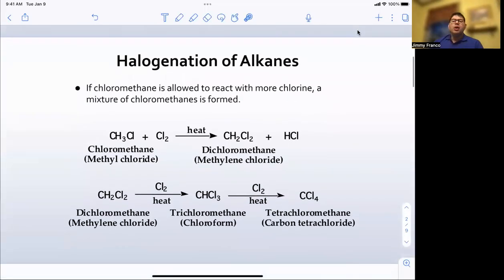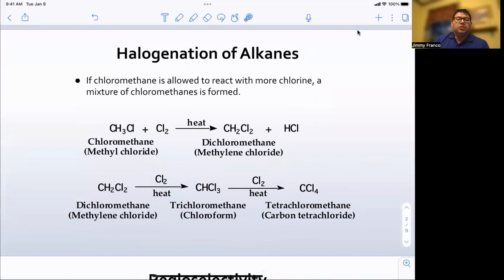And we can do this substitution over and over. In this class, we'll mainly look at the mono-substituted, mono meaning one, but you can keep doing this over and over. One of the best examples of this is Teflon. Teflon is where you've swapped out all of the hydrogens for fluorines, so we've substituted a fluorine for every single hydrogen.